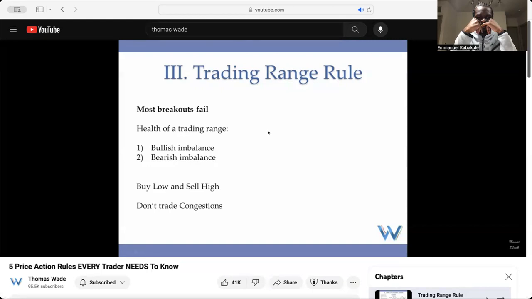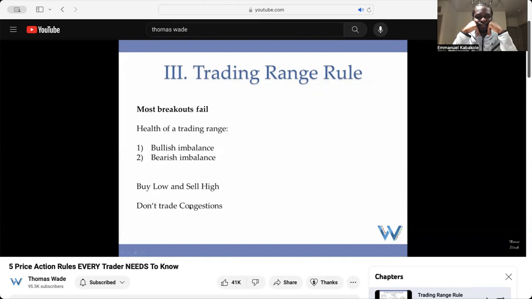Now, when we are watching trading range, we're observing the health of a trading range. We want to see if there is a bullish imbalance or bearish imbalance. Now, trading range rule also says not only most breakouts will fail, but we want to buy low and we want to sell high. You want to do the opposite of what common sense is telling you.